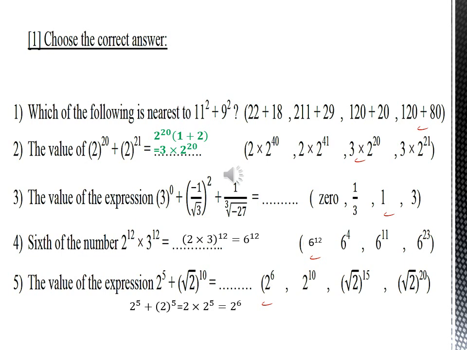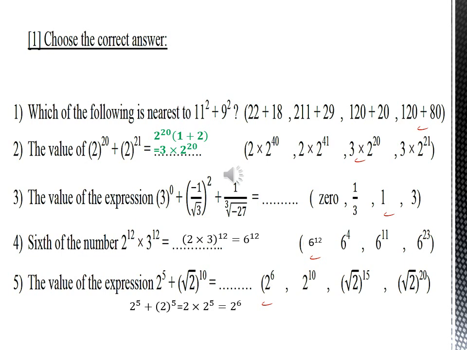Same as number 2, the value of 2 power 20 plus 2 power 21. We will take 2 power 20 as common, and it will have 1 plus 2 between brackets when we make an addition inside them, so it will become 3 times 2 power 20, and we will find the answer here.